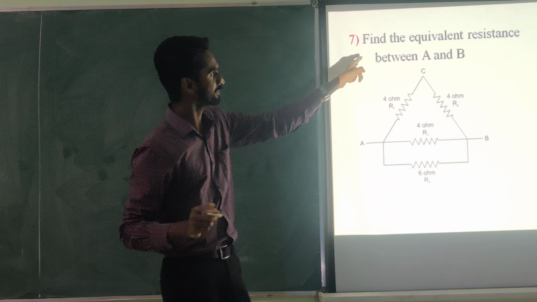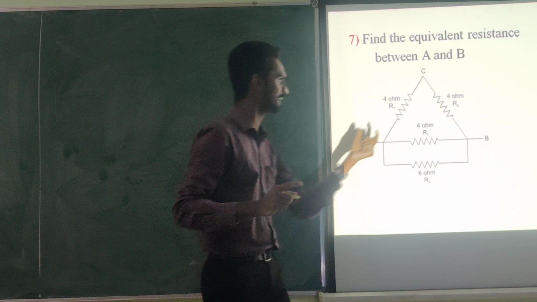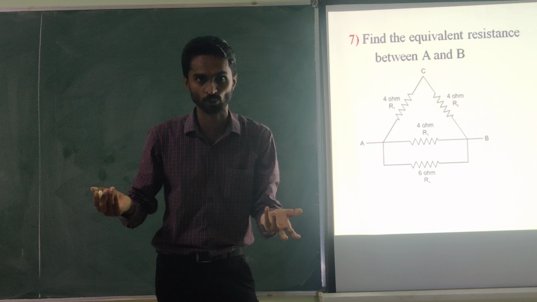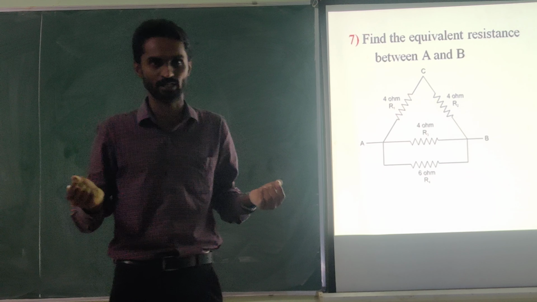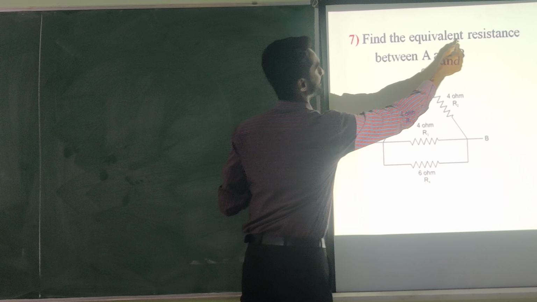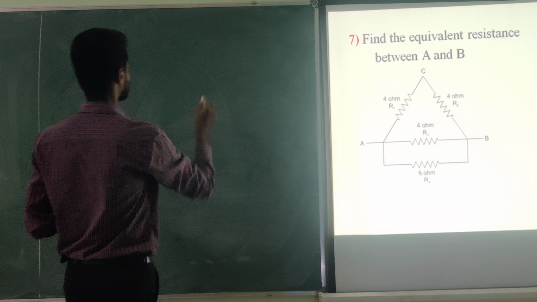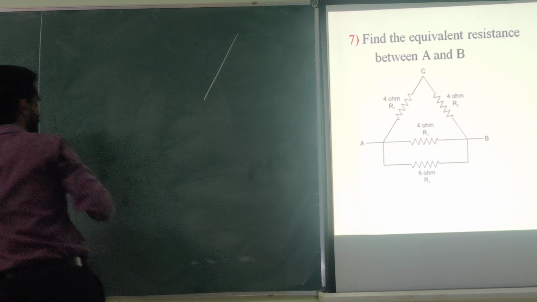First, find the equivalent resistance between 2 points. They will be giving 2 points, A and B. It may be P and Q, or it may be plus and minus. But whatever it is, 2 points should be there. Find the equivalent resistance between A and B. So I will draw the structure so that I can explain it easily to you.